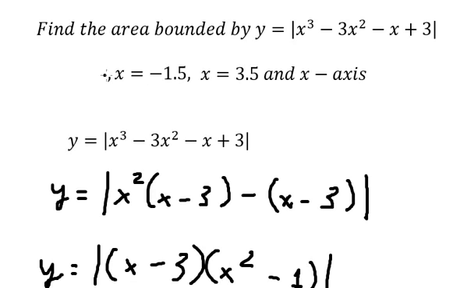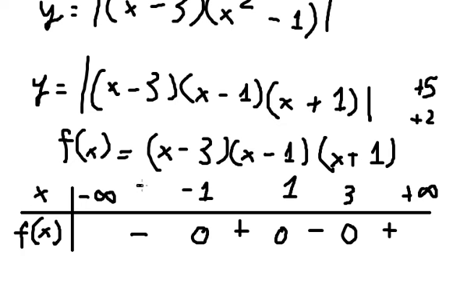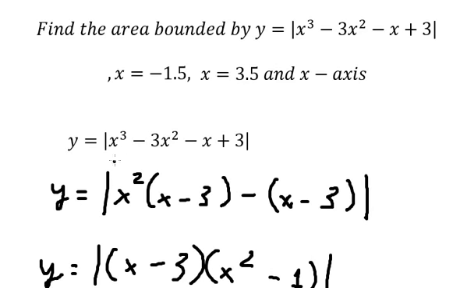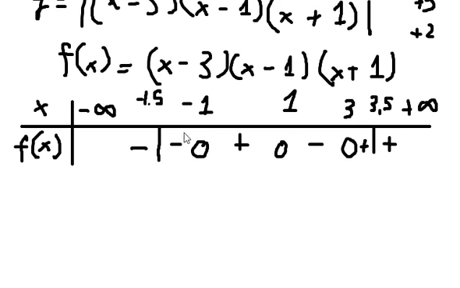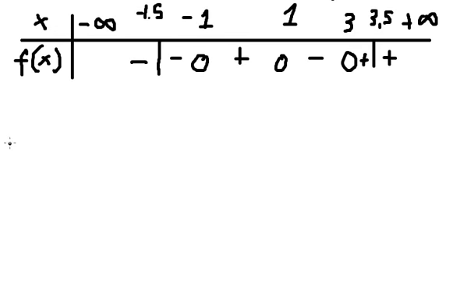Now, we know that the bounds are between s equal to negative 1.5 and 3.5. So negative 1.5 in here and 3.5 in here. So we have negative, positive, negative, and positive. So because we have the absolute value, if we want to cancel the absolute value, for the negative area in here, we need to have the negative next to the integration. If this one is positive, we just use positive next to the integration, and so on in here. Now, we can cancel the absolute value and we can find the area in here.